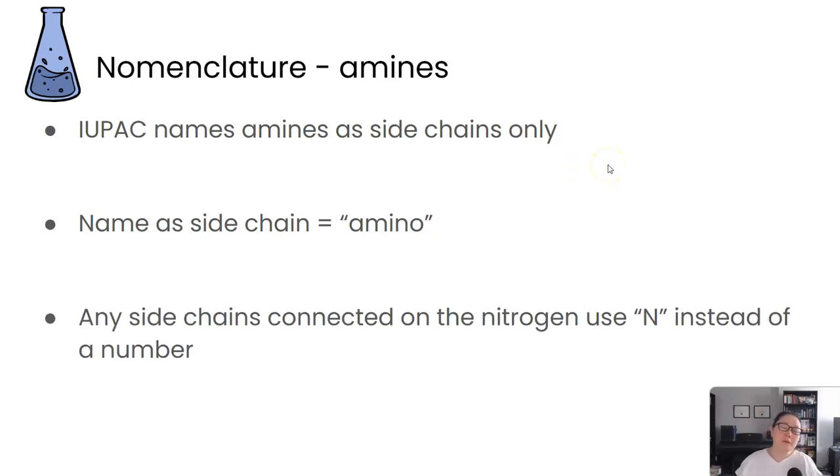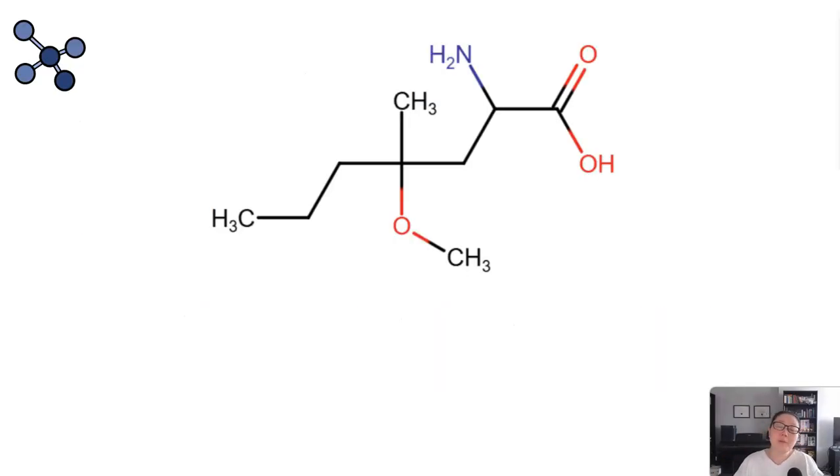There is that possibility of more side chains being connected to that nitrogen. If that's the case, what you're going to do is name all the other stuff as side chains as well, but instead of using a number, because it's attached to the nitrogen, you use N instead of that. But if I'm going to be honest, you're not going to see a whole bunch of this. So here you go. Pause the video and see if you can figure it out.